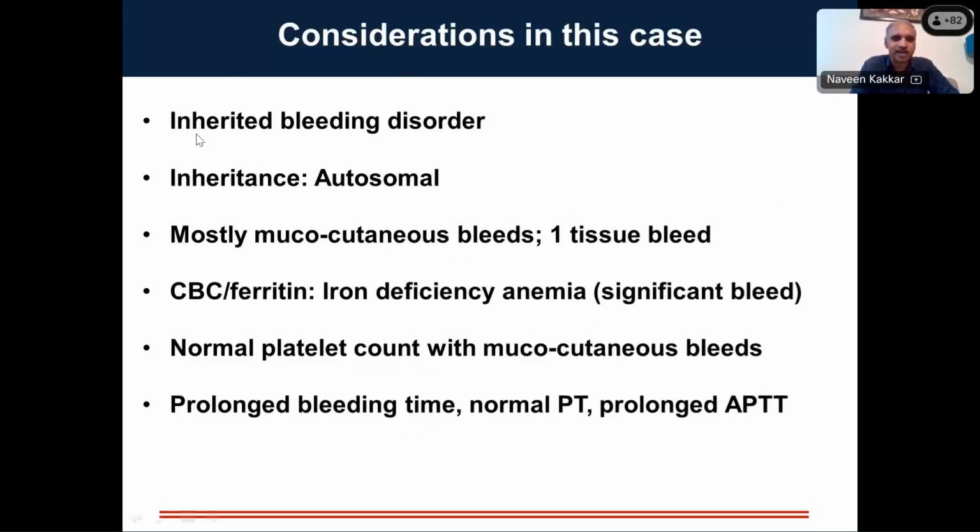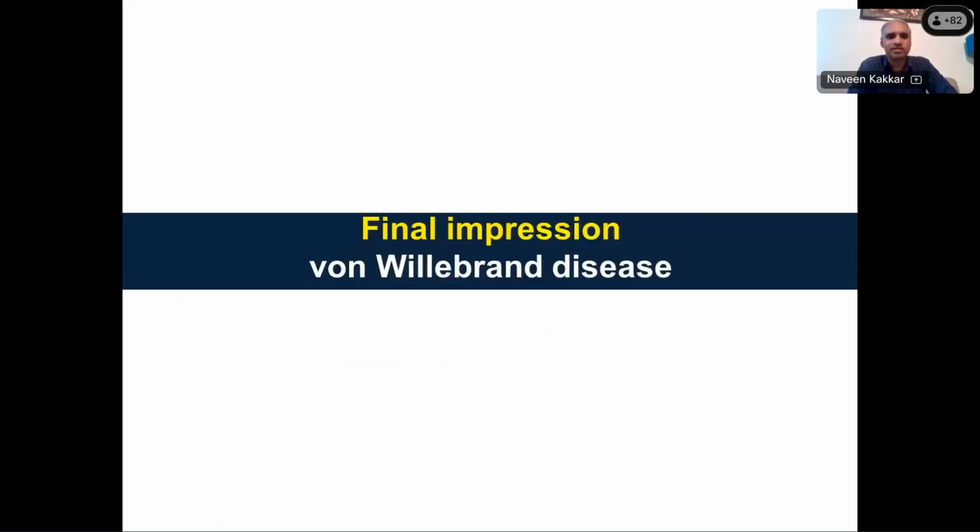So consideration, we had an inheritant basis. It was autosomal, not in males, mostly mucocutaneous. There was one tissue bleed, so a mixed pattern of bleeding. And the CBC ferritin pointed to iron deficiency because of a significant bleeding history. You had normal platelet count with mucocutaneous bleed, so a functional problem there. Hence, a prolonged bleeding time and a prolonged aPTT. So very well done. So von Willebrand disease.